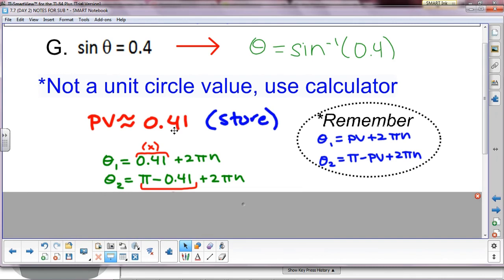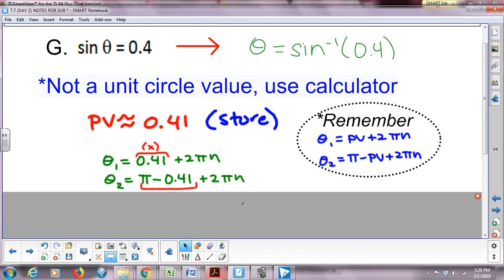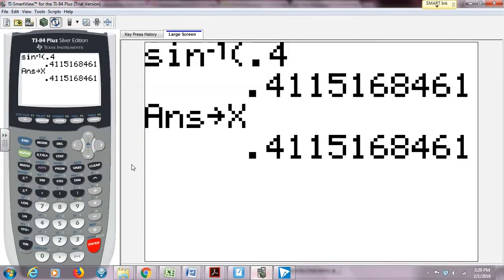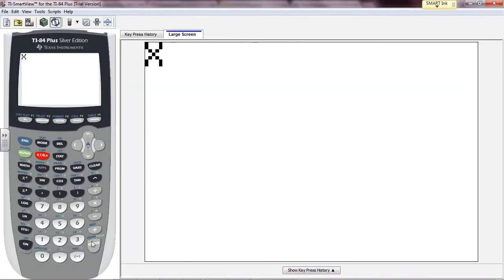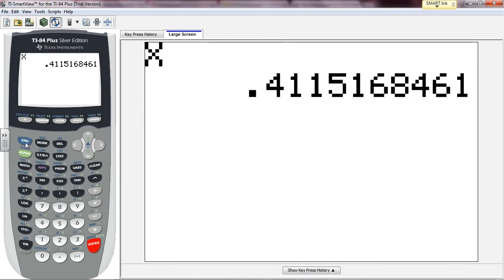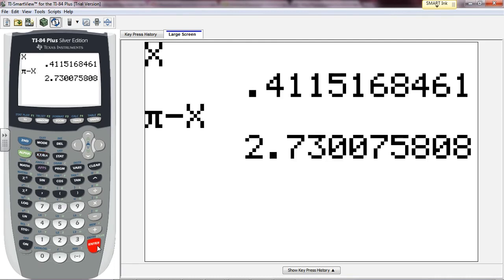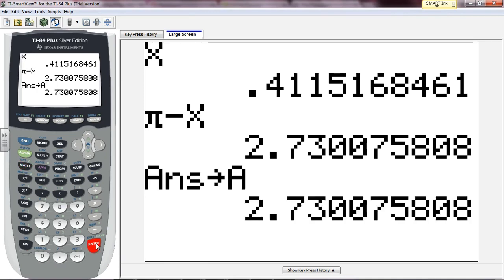So our two solutions are going to be 0.41, which is our PV that we stored as x, plus 2 pi n. And then the second one is pi minus 0.41 plus 2 pi n. And you're going to want to simplify that pi minus 0.41 in your calculator. Remember we stored our PV as x. So you're going to go second pi, which is above the caret, and then go minus x. And that is what you're going to store. Store it as something other than x, otherwise it'll overwrite it. So I'm going to store it as alpha a.